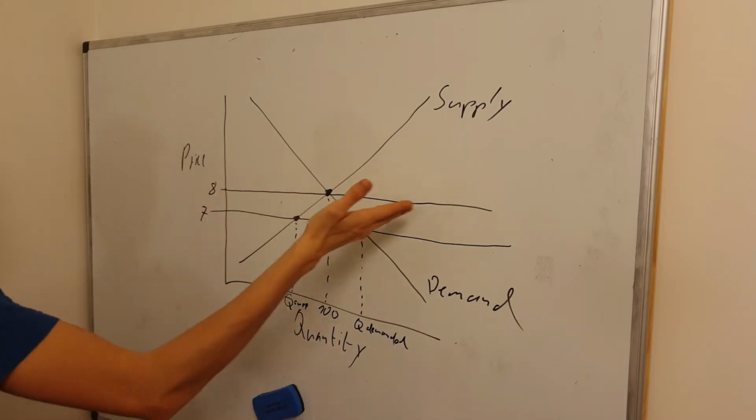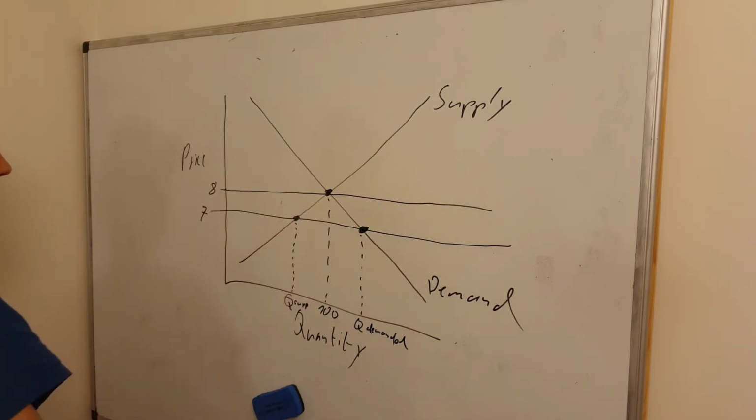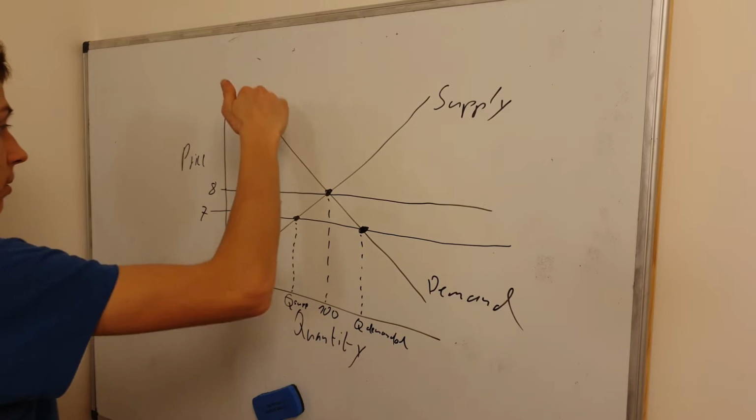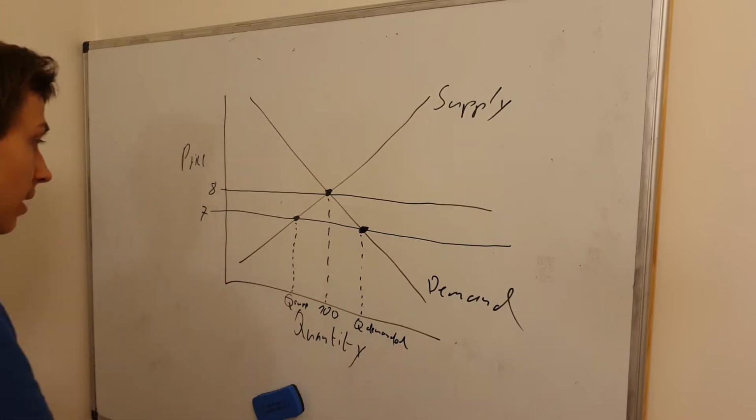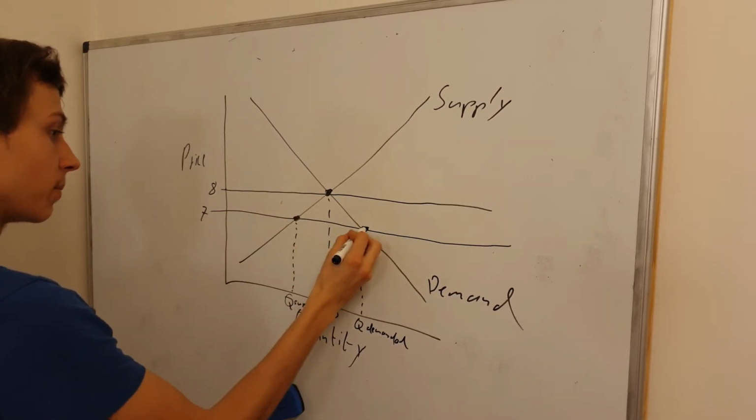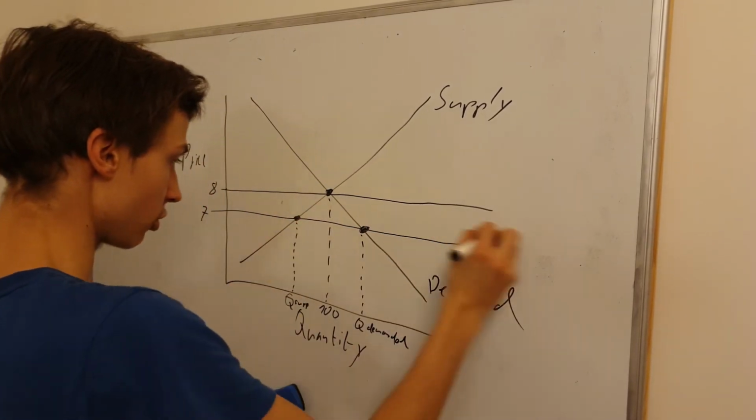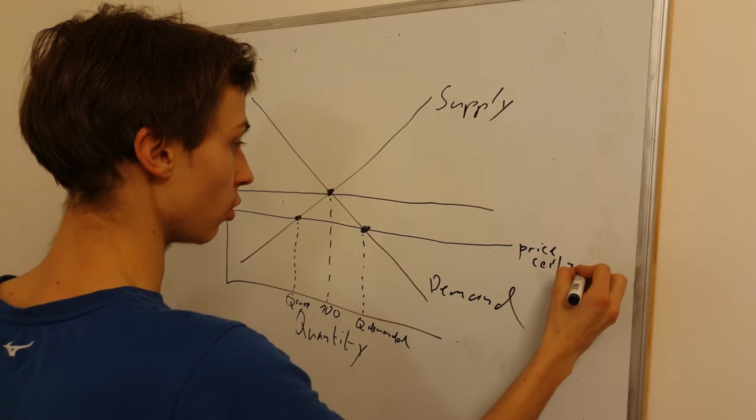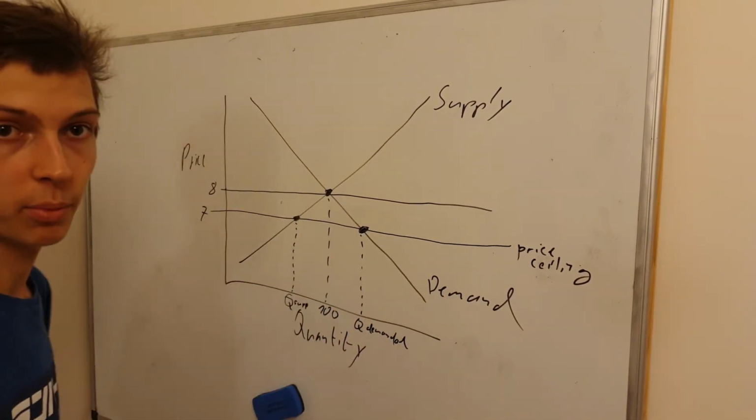Now, when the equilibrium price was at 8, it's a price ceiling when the government makes the price lower, and it's a price floor when it makes it higher. Okay, but let me just mark this horizontal line, the price ceiling. That just means we cannot go all the way to our equilibrium price.